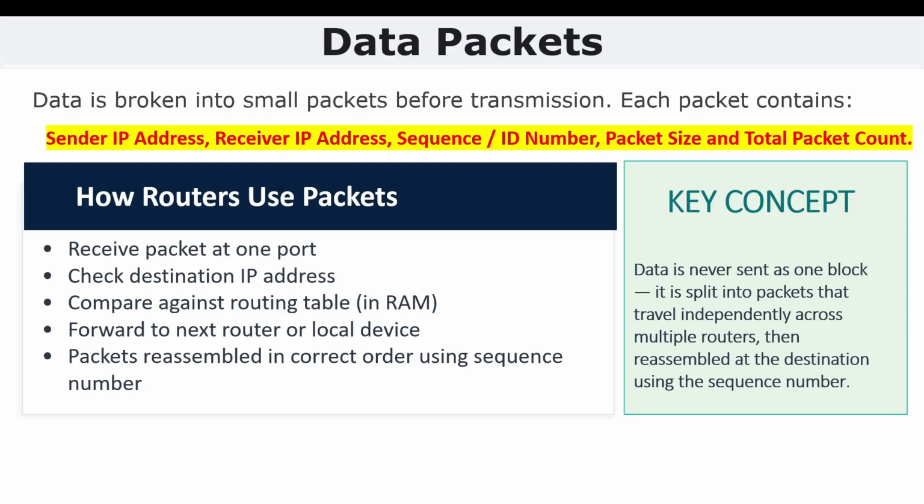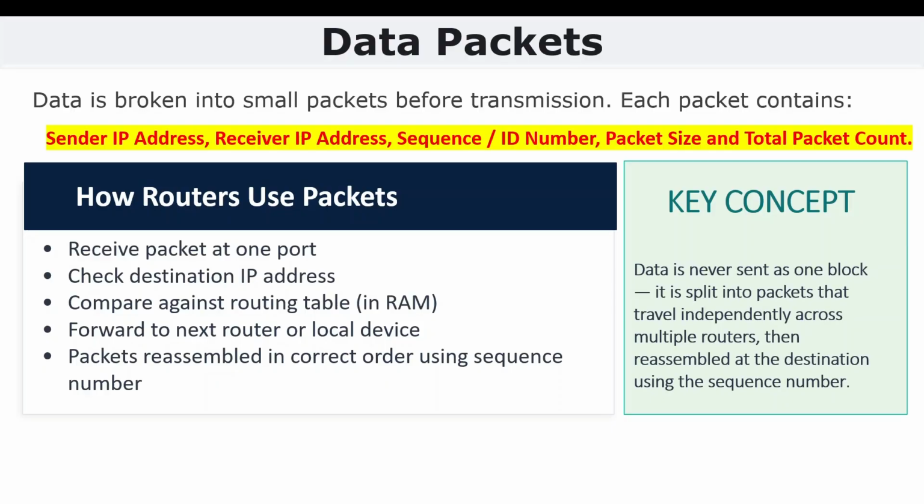Basically, this is how routers use packets. They receive a packet at one point and check the destination IP, compare it against a routing table, and then forward it to the next router till it gets to the right device.